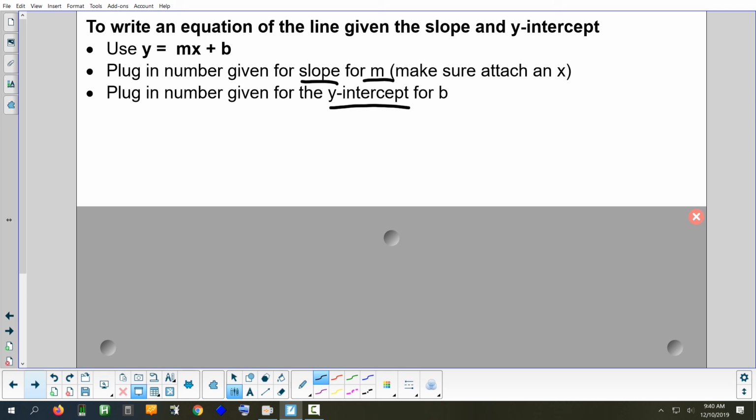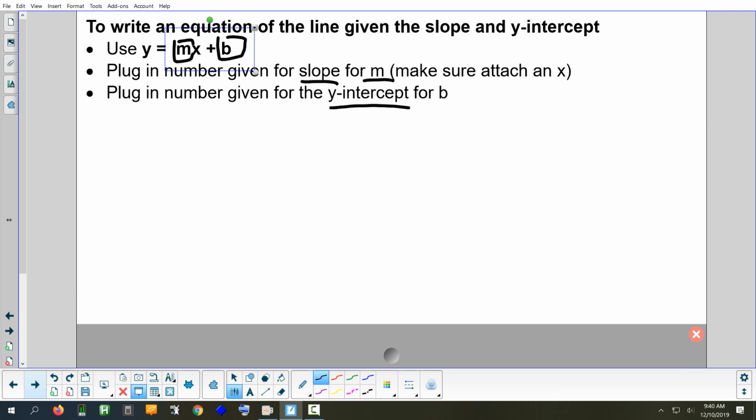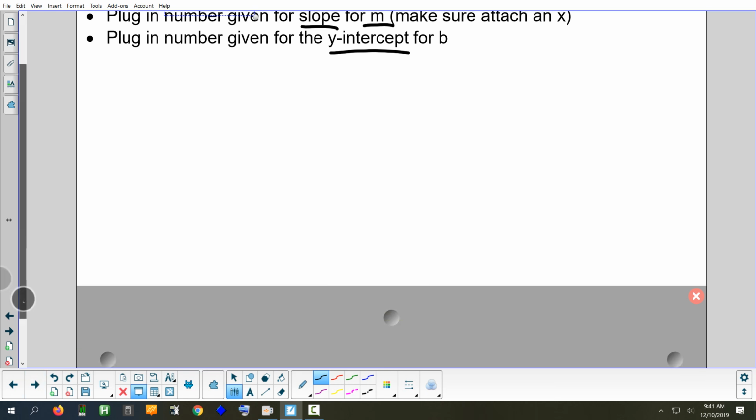Okay? I tell you the 2 numbers. You just have to put them in the right spots. So you're going to put a number here. You're going to put a number here. Nothing else is going to change. The y stays right where it is. Equals stays right where it is. X stays right where it is. Just change the m, change the b. And that's it.